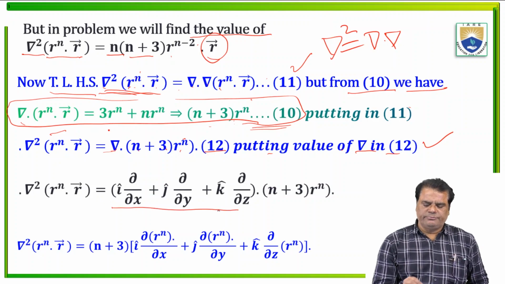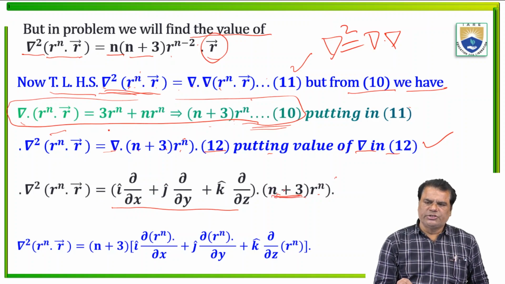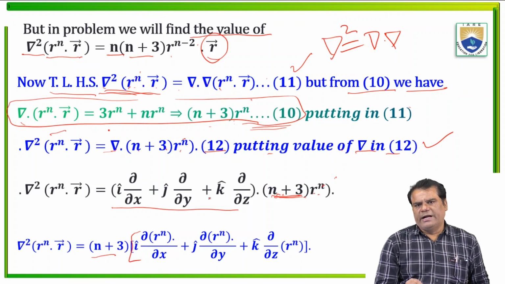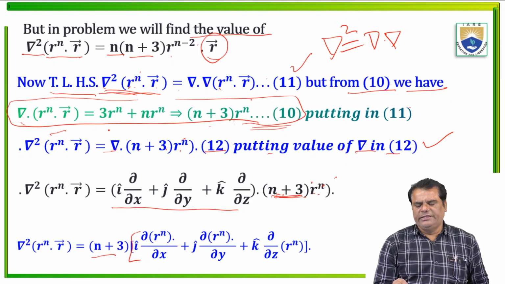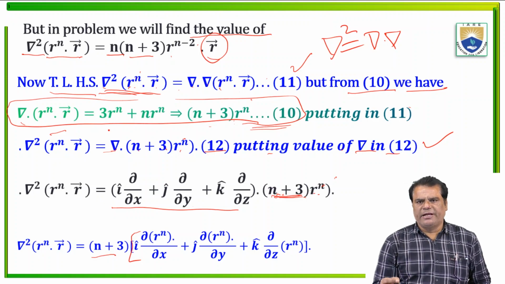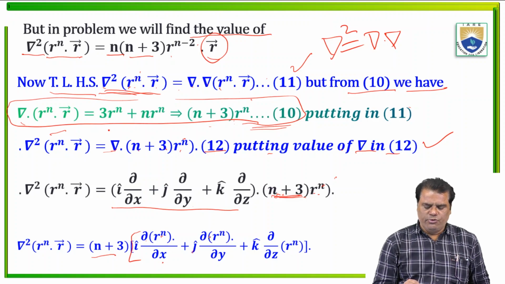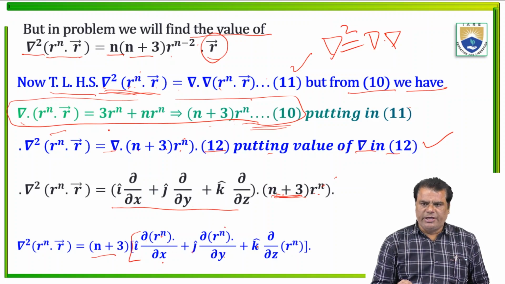Putting the value of del in 12 again, so del is this, on (n plus 3) r to the power n. n plus 3 is common. This is a constant, taking it out and multiplying by r to the power n in this vector differentiation operator. Then this function is differentiated with respect to x, y and z respectively in each term. So this is i dou r to the power n over dou x plus j dou r to the power n over dou y plus k dou over dou z of r to the power n.